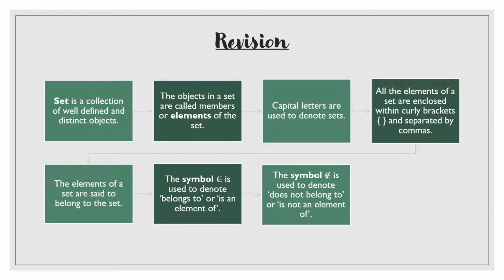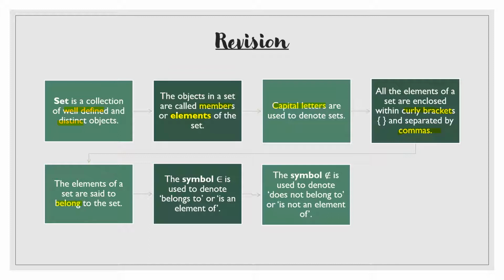A set is a collection of well-defined and distinct objects. The objects in a set are called members or elements of the set. Capital letters are used to denote sets. All the elements of a set are enclosed within curly brackets and separated by commas. The elements of a set are said to belong to the set.